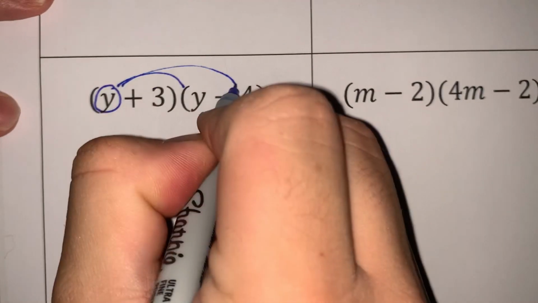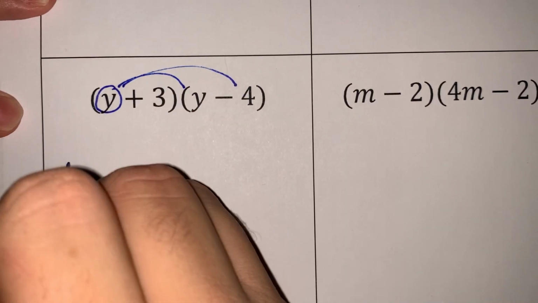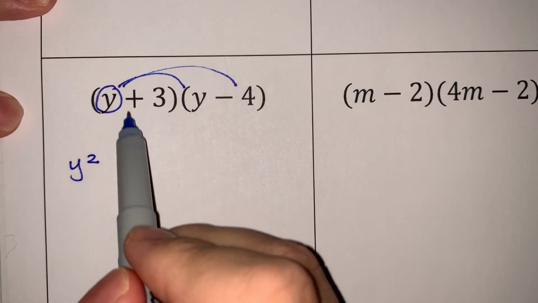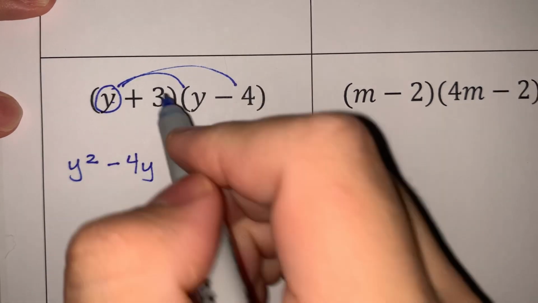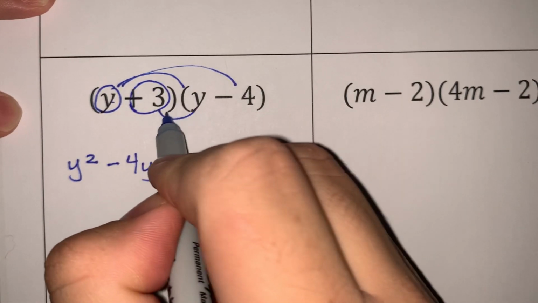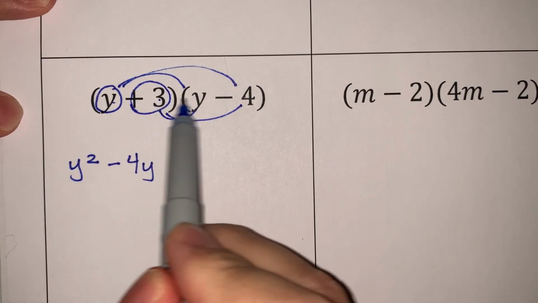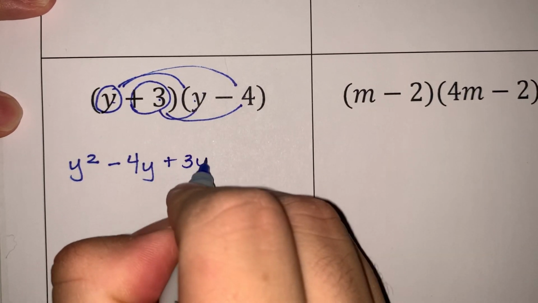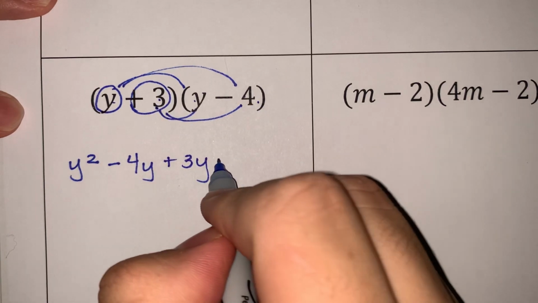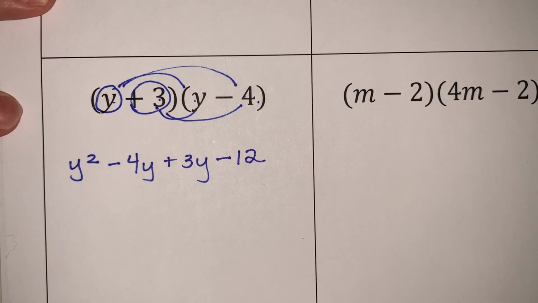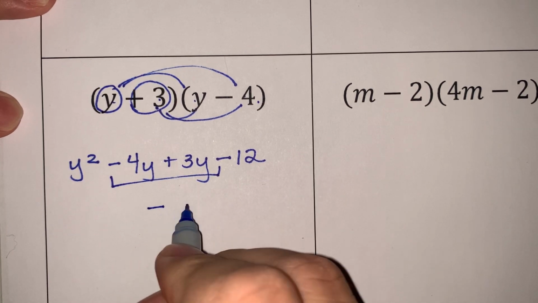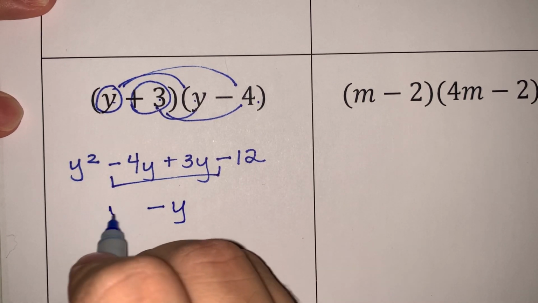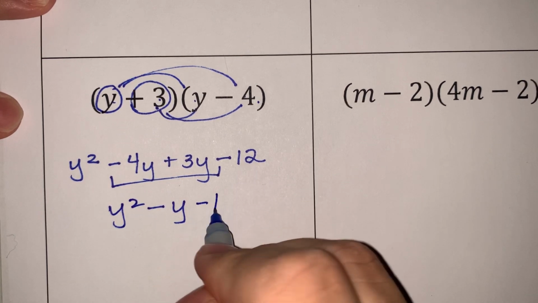So again, I'm going to get the first term and multiply it by both terms on the right. Y times y gives me y squared. Y times -4 is -4y. Then I'm going to get the second term and multiply it by both on the right. So +3 times y is +3y. +3 times -4 is -12. And then if I combine my two terms in the middle, -4y and +3y is -1y, or you could just put -y. And then I have y squared here and -12 there.